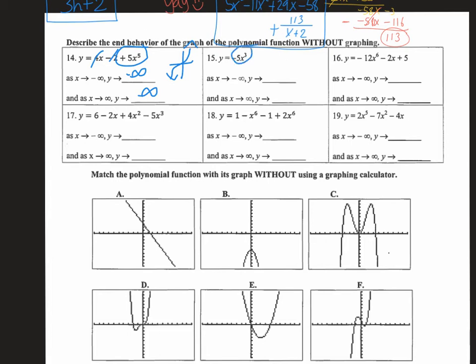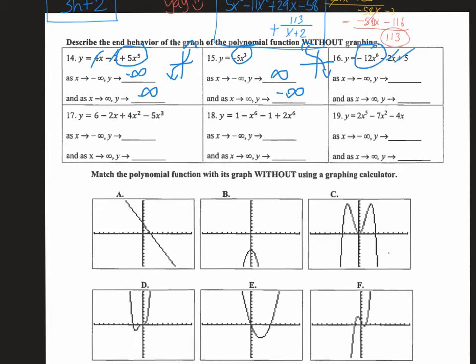This one here, this is the only one we're worried about. I have an odd degree, a negative leading coefficient. So it's going to look like negative x to the third, which is just like this. A little bit better, actually, but that's fine. So as my x goes to negative infinity or goes left, my y is at positive infinity. And as I go the opposite direction, my y will go the opposite direction. Simple as that. Right?